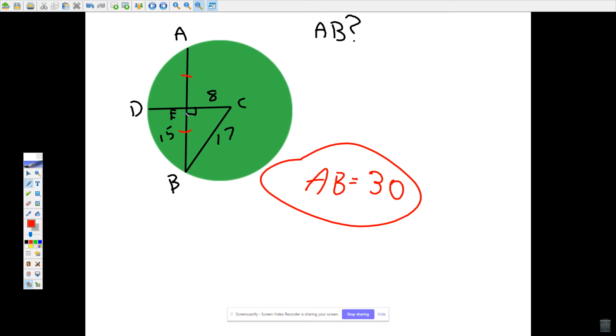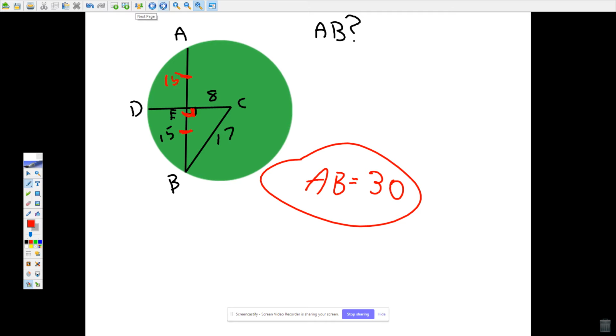If you are given the 90-degree angle, that means that this line here must be a perpendicular bisector. Once again, the perpendicular bisector cuts the line into 2 equal halves. So if this is 15, this piece over here is 15, we add those together, AB is 30.